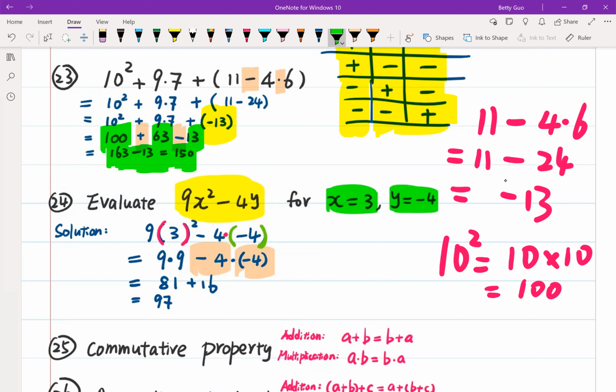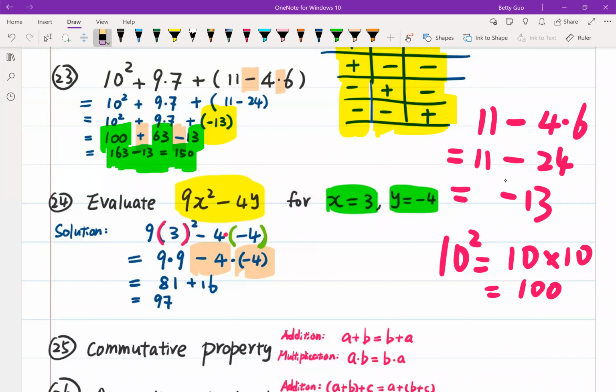Number 24, evaluate an expression. The expression is 9x squared minus 4y, for x equals 3, y equals negative 4. So I always put a parenthesis to hold the places for the variables first. You can see in the solution, I use the parentheses in red to hold the place for x. Use the green parentheses to hold the place for y.